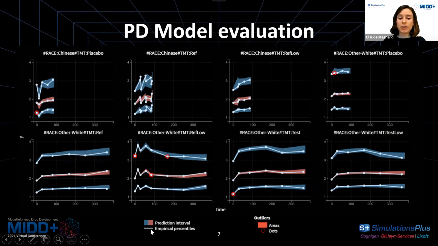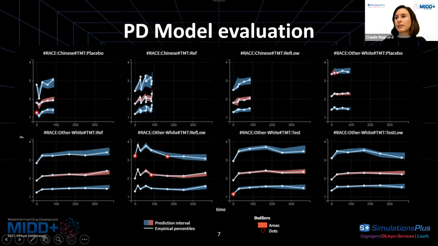So now here I show the visual predictive checks that compare predictions based on the model with data. We see the empirical percentiles as blue curves, and the corresponding prediction intervals as colored areas. And we see that the model captures the data well in each group. So we predict the main trend and the inter-individual variability quite well.